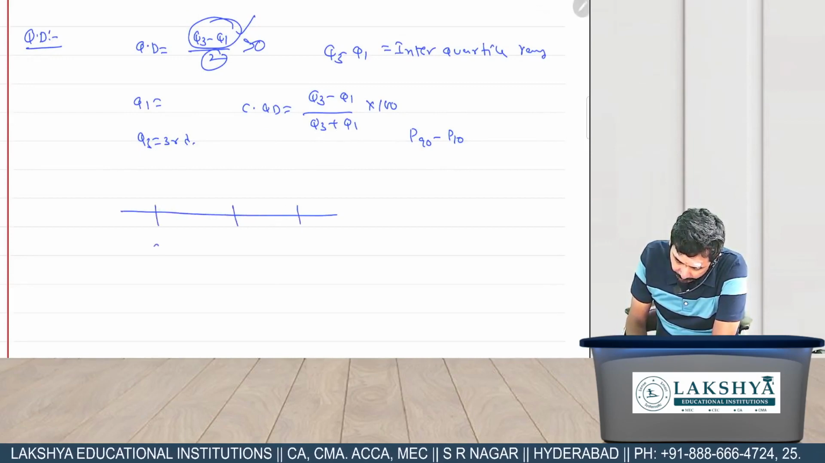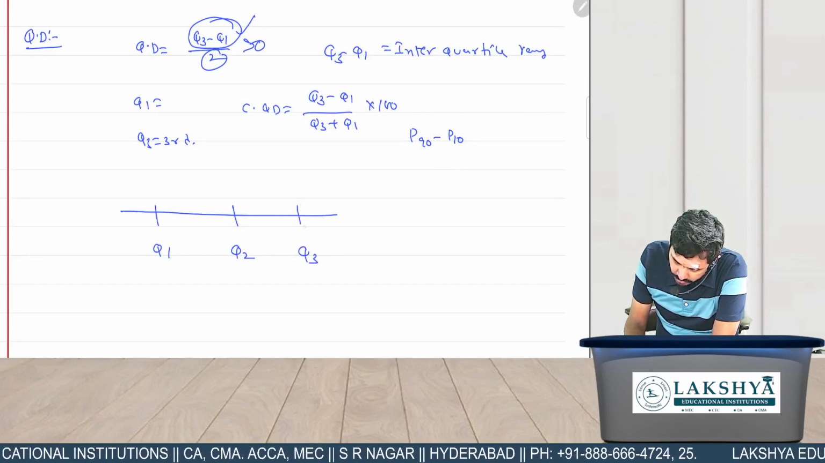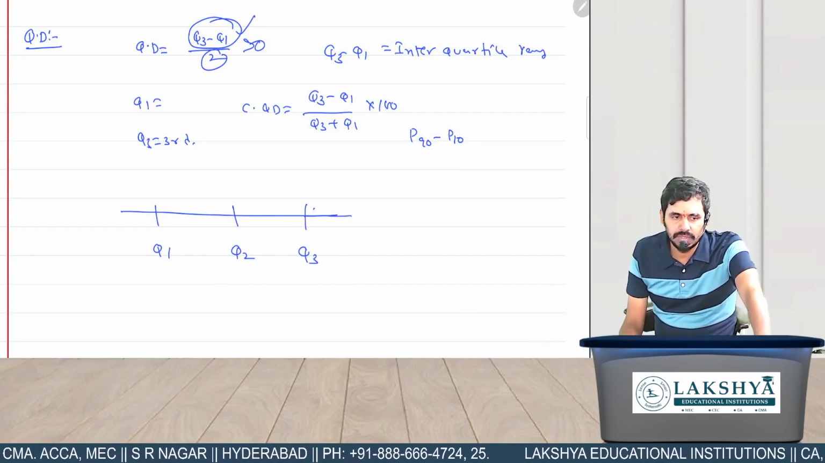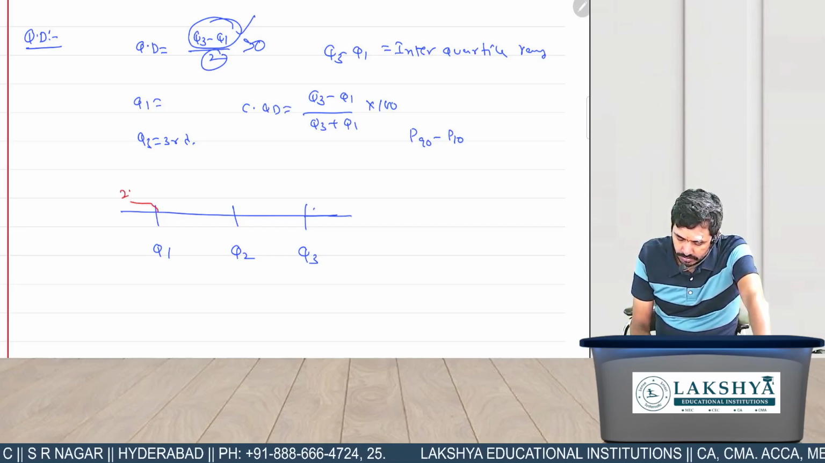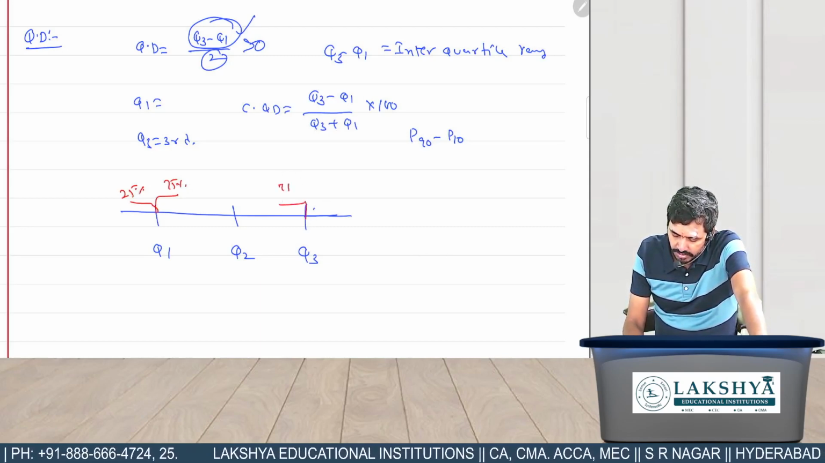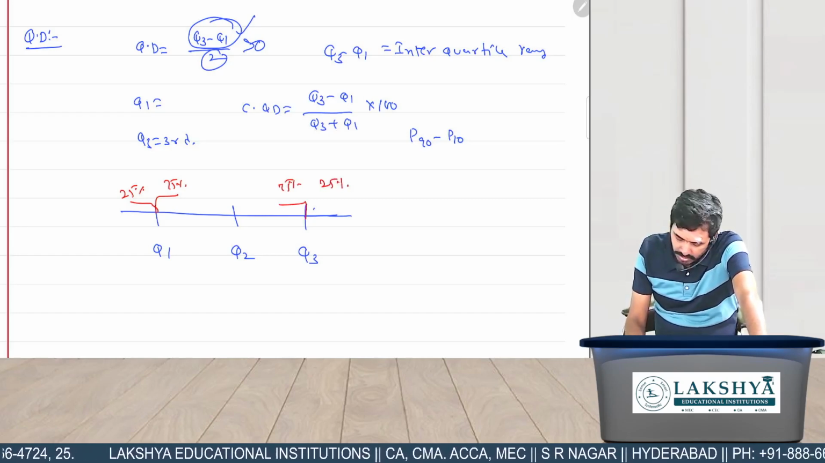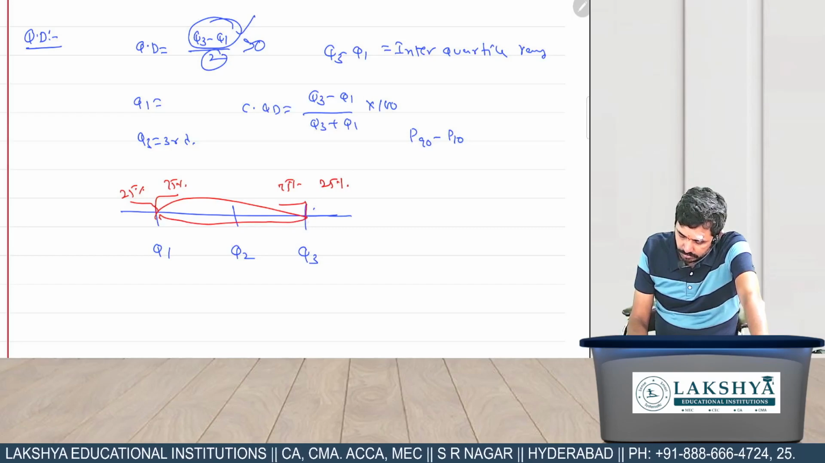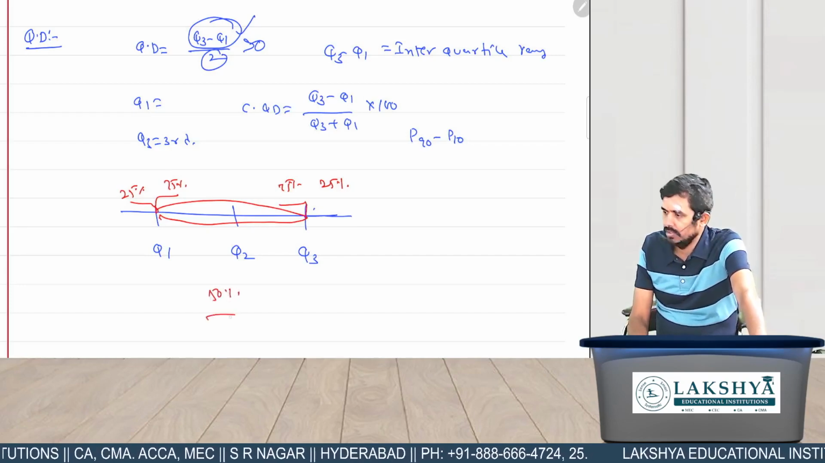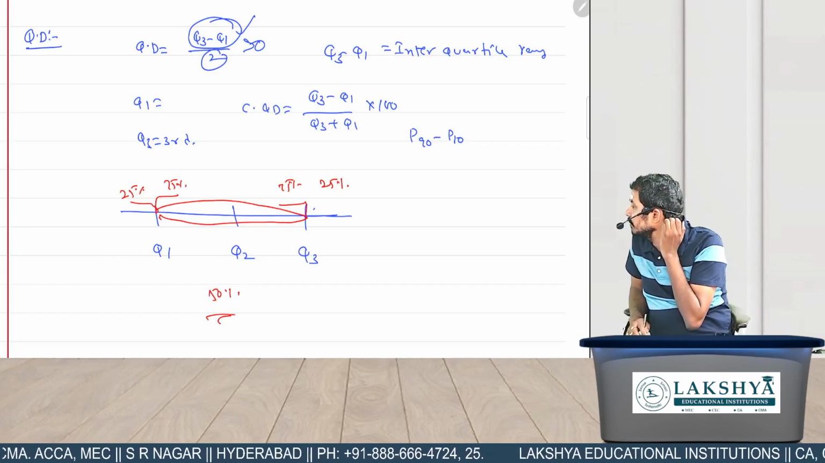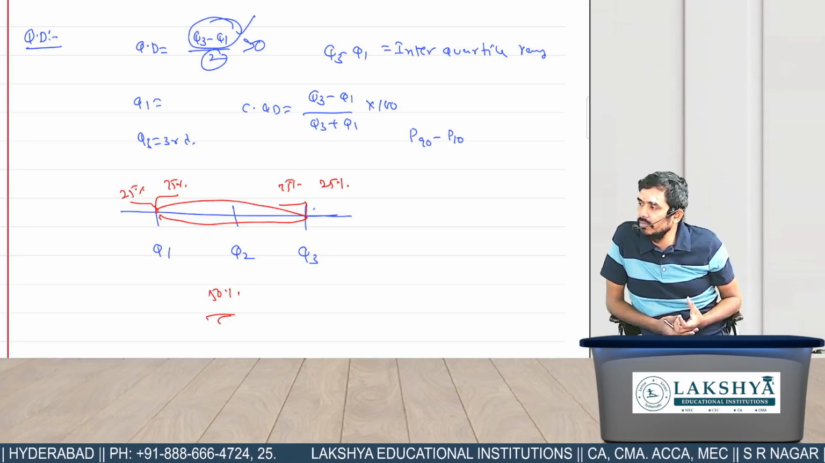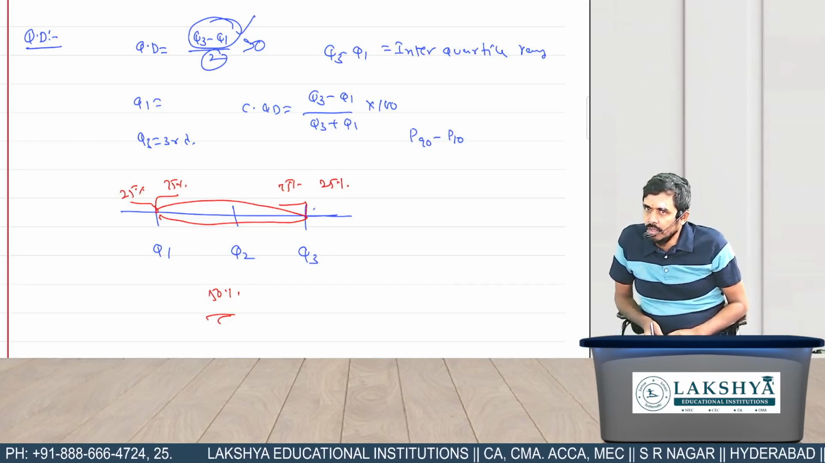See, let us see this. Q1, Q2, Q3. According to Q1, 25% of observations are below it and 75% of observations are above it. According to Q3, 75% are below it and 25% above it. Between Q1 and Q3, how much percentage of observations are there? 50%. And quartile deviation completely depends on the central 50% of observations. It considers only the middle 50% of observations.